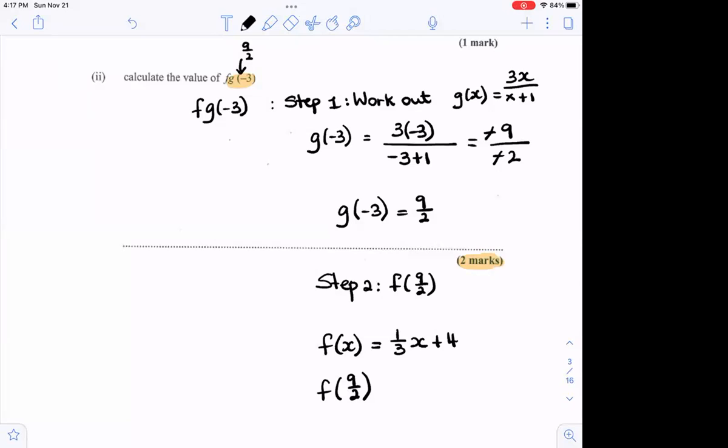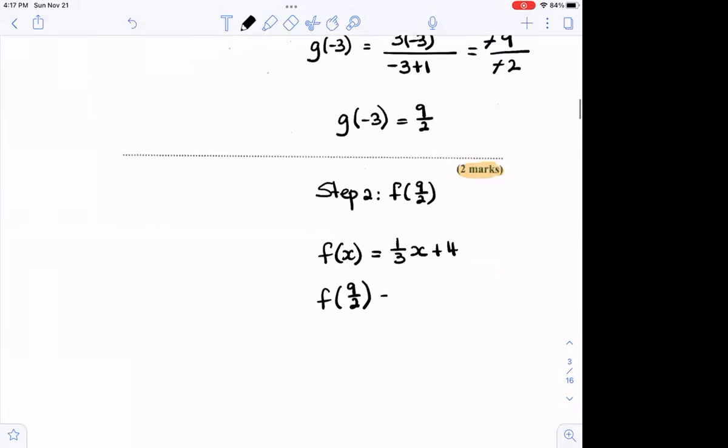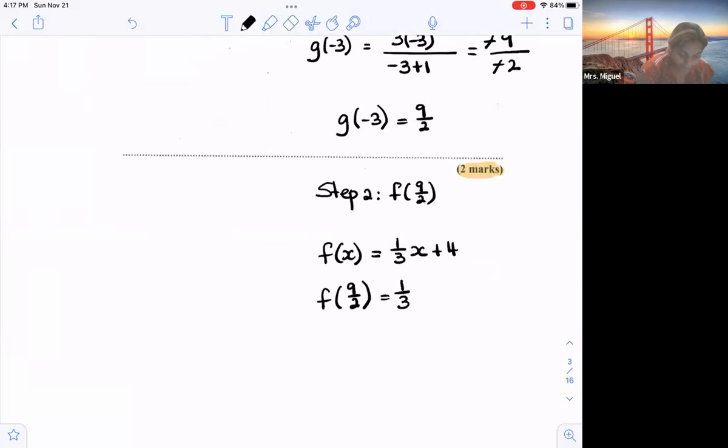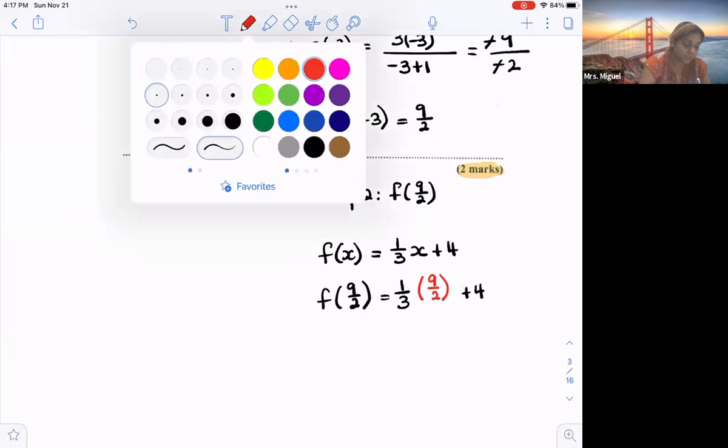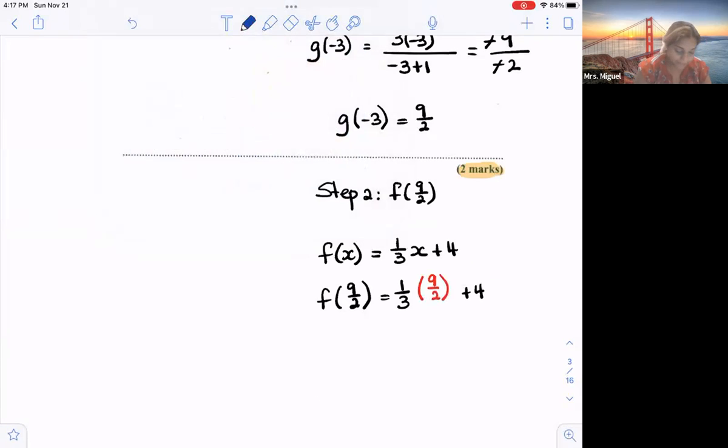All right. So 1/3 stays the same, plus 4 stays the same. The only thing that changes is that I am replacing x with 9/2. So that is what you are supposed to have. This is a fraction. We are multiplying one fraction by the other.